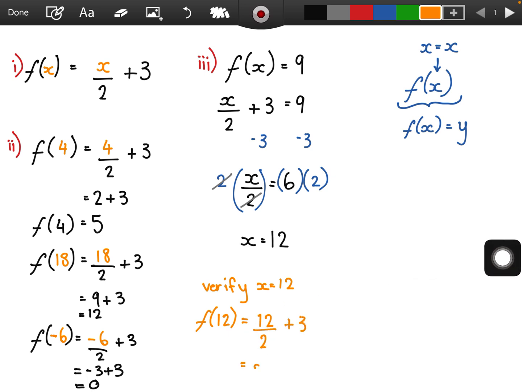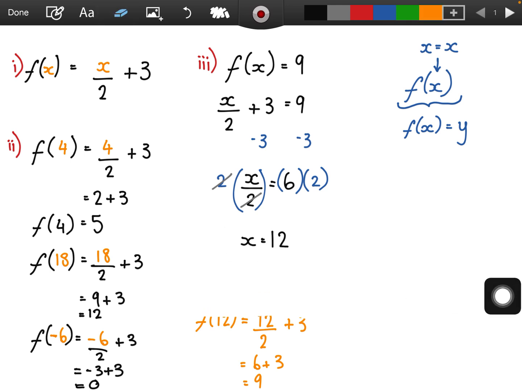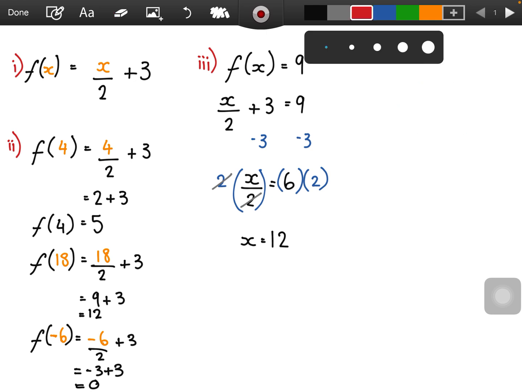So I get 6 plus 3, which is 9, which is what they told me it was equal to. So that's perfect. That means that's correct. x is equal to 12. We weren't asked to do that, but if we were, that's one way of verifying it.